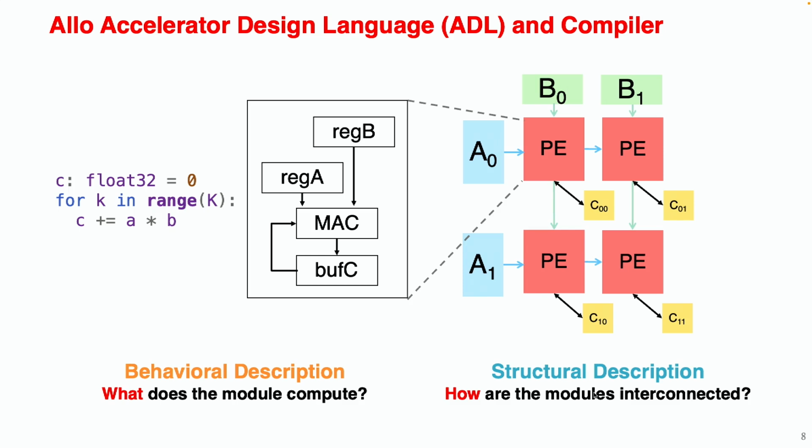To support large-scale applications, it's crucial to adopt a bottom-up approach with modular design. Allo supports this by allowing users to provide a behavioral description, which specifies what the modules compute, and also a structural description, which defines how the modules are interconnected. By specifying both, software engineers can easily port their applications as hardware modules, and hardware engineers can efficiently compose these modules into a larger system.